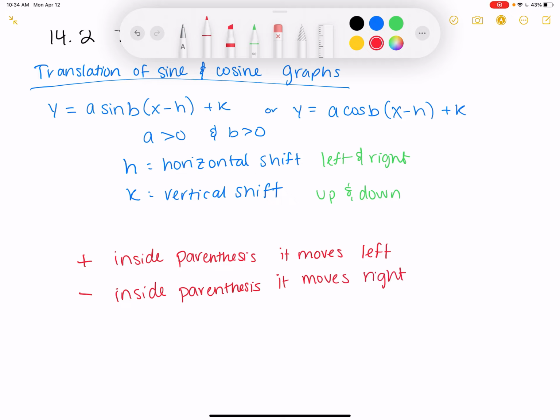Okay. You were right. I think that is what I had, but then everybody was making me question it. So fine, we're good. You're right. Inside, it goes opposite of the sign. Okay, so if it's positive, it goes left. Negative, it goes right. Inside. Okay. So this is the H value.